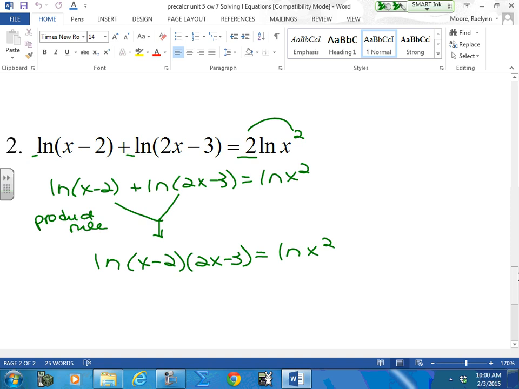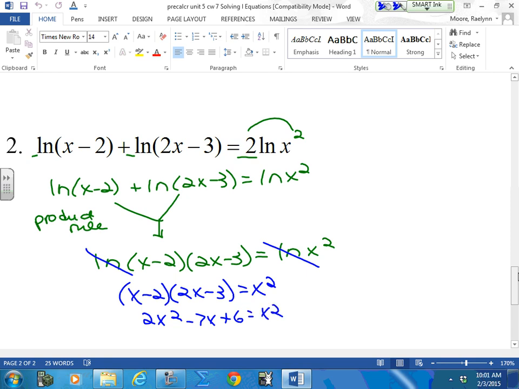Now, this is still on your left-hand side, one term. It's got 2 factors in it, that's okay, but it's still one term. Now, you can eliminate the ln. You put logs on both sides, you take logs away from both sides, but they have to be one term equals one term. And then you're left like this. And now we have to solve. I'll just take a shortcut. We distribute this guy. We get everything to one side. We factor.